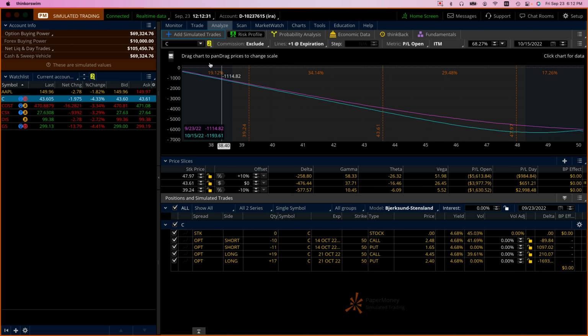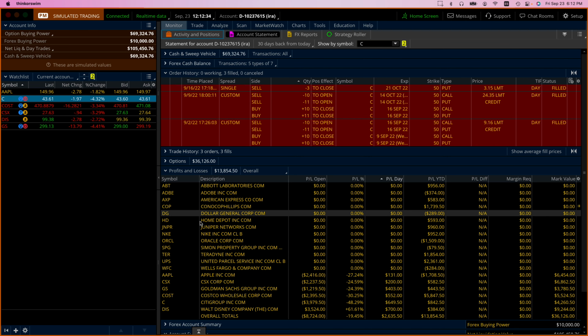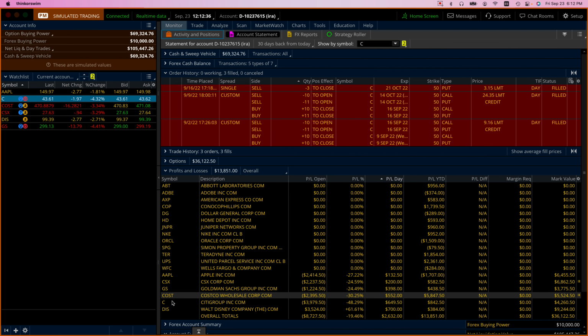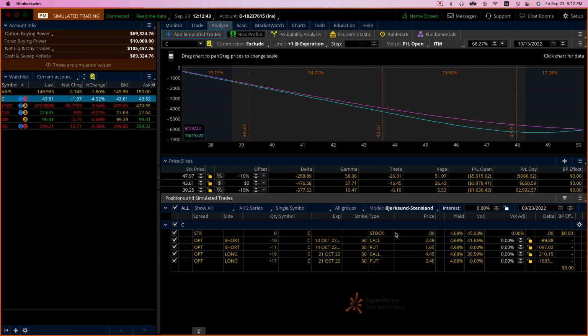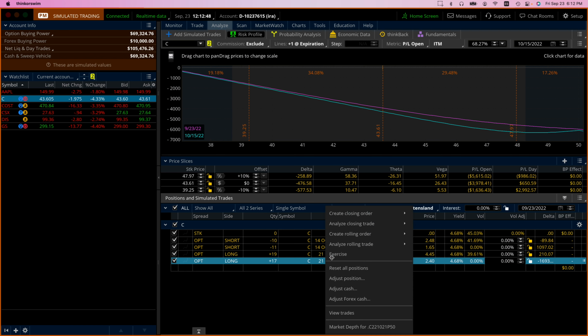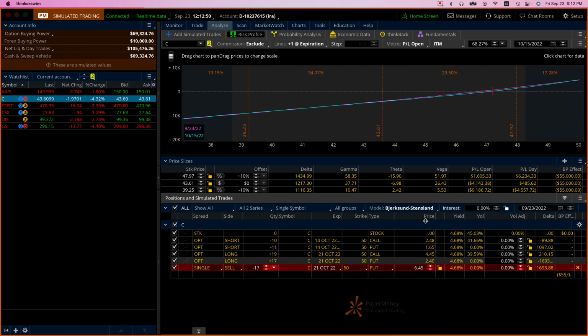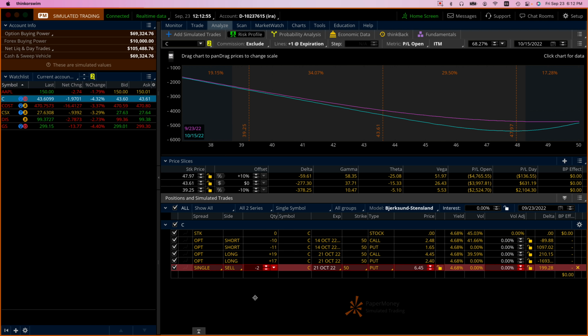So let's go to the monitor tab, look for C here. And you can see that we have year to date $842. So let's at least sell a couple of these. We have 11 short puts and 17 long puts. So the difference is six. We could sell as many as six.